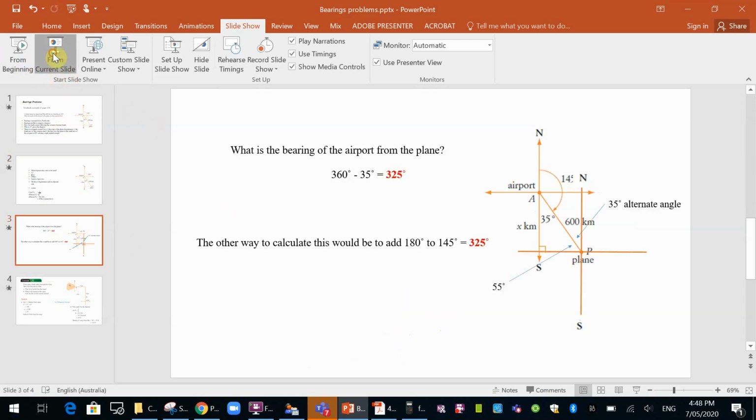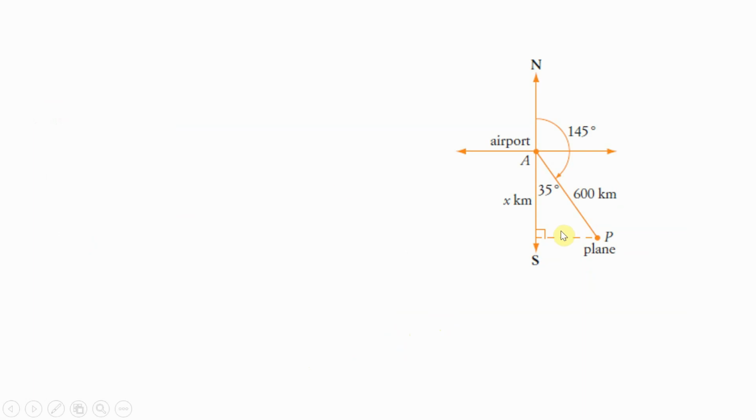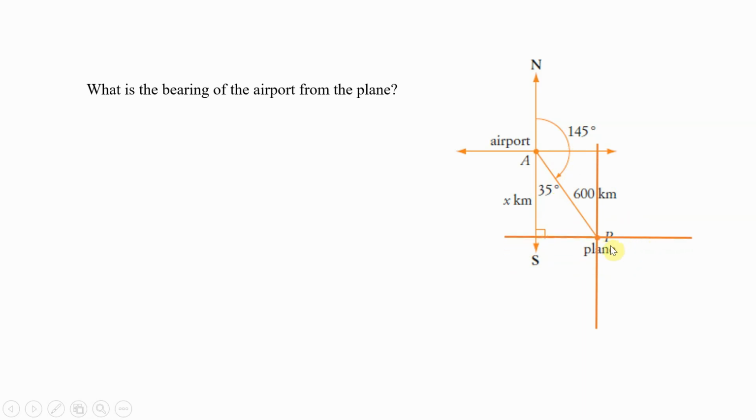Next one. What about if you wanted to find a bearing back the other way, from the plane to the airport? And some questions ask this. We know this is 145, from there to there, but what about from here back to here? So we need a new reference point to get in the new bearing. So I put a compass where the plane is now. And we want to find this bearing.